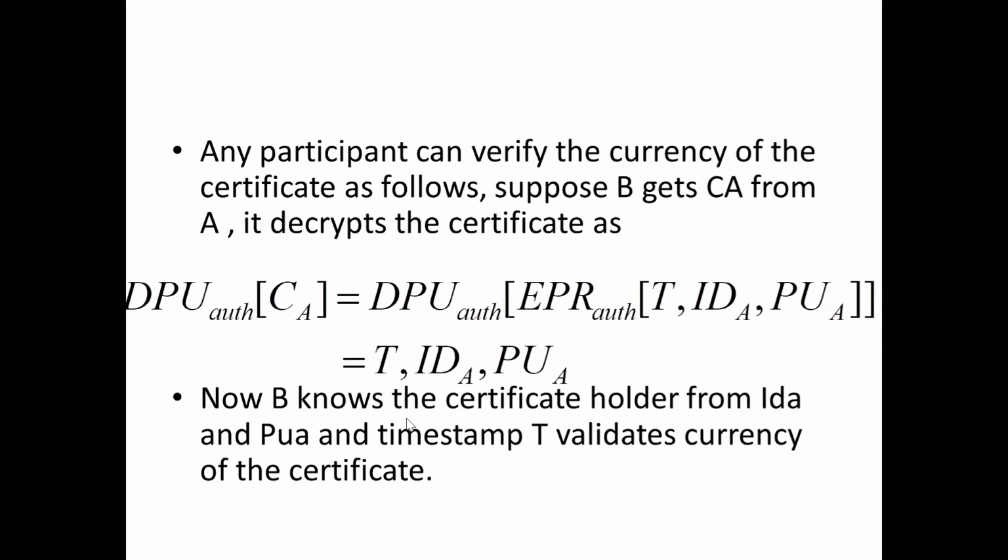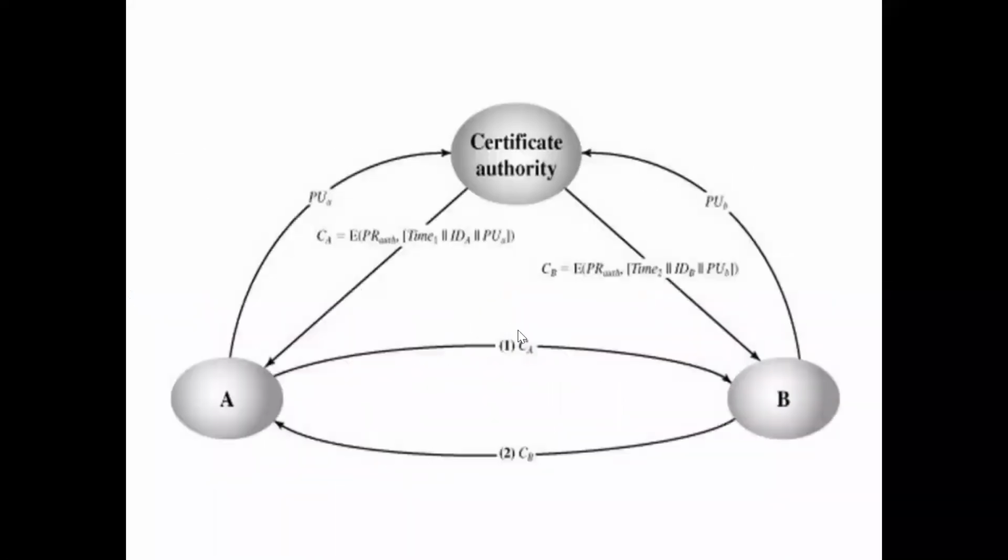Now the responder has to know the certificate holder from the identification of A, the public key of A, and the timestamp, meaning the timing T. The responder has to identify whether the certificate is current or not. How does the responder decrypt the certificate? Here, the initiator will send the certificate to B. How will the initiator send it? In the encrypted format, to B.